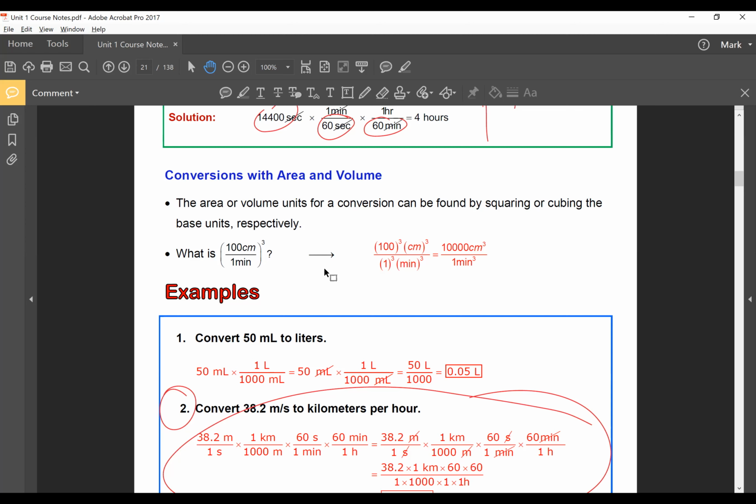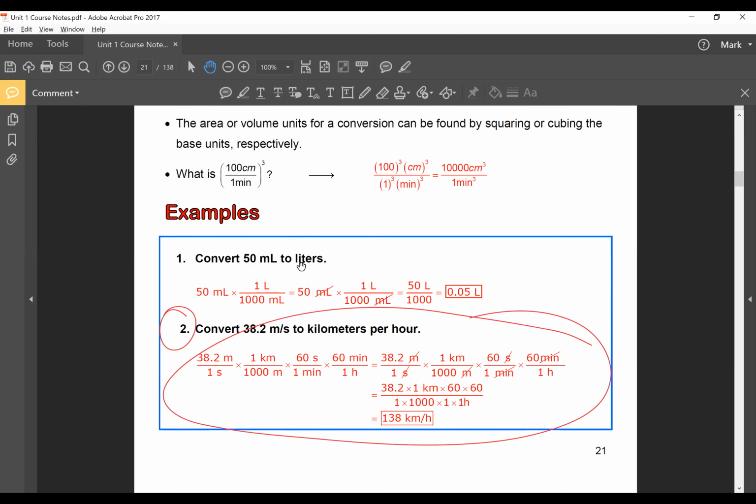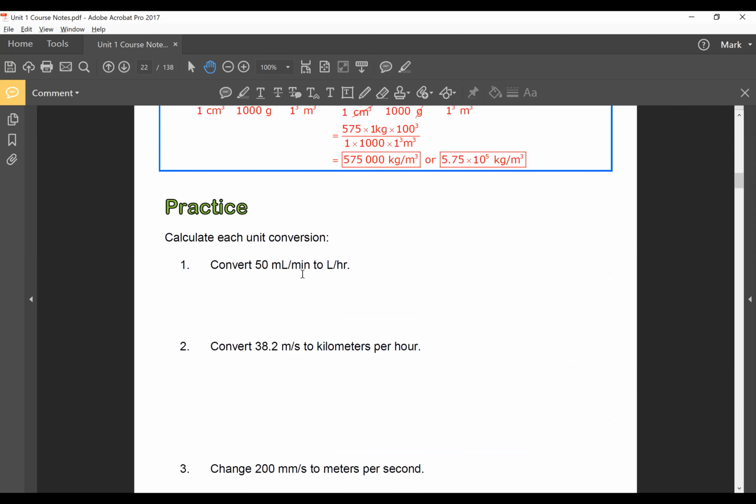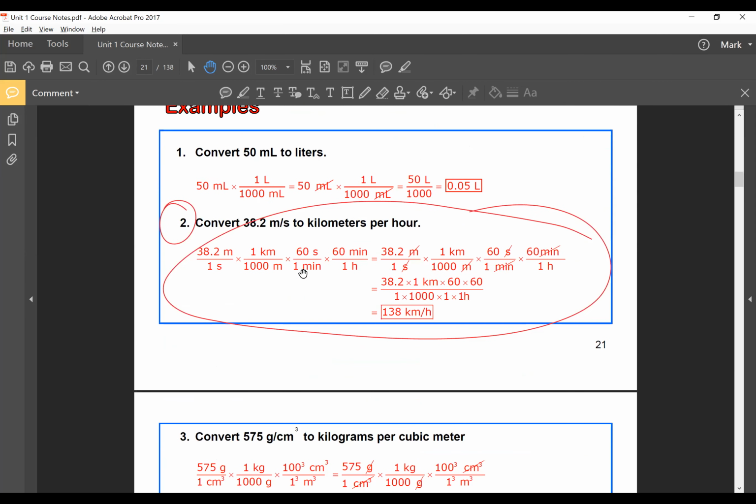I'm going to need to cancel that unit 3 times. So you'll see, I'm going to go through these examples and then we'll do a couple of practice ones. For examples 2 and 3, I'm actually going to do those in PowerPoint because there's so much going on there.